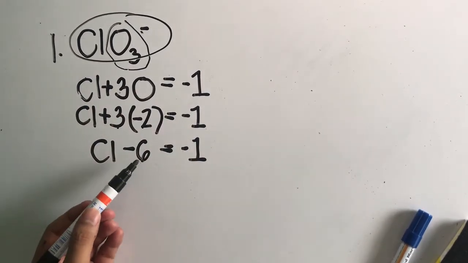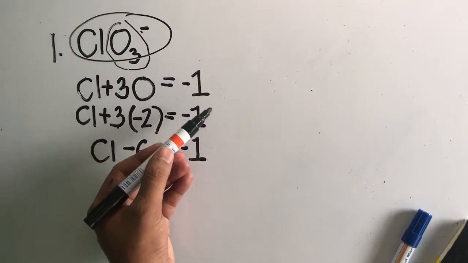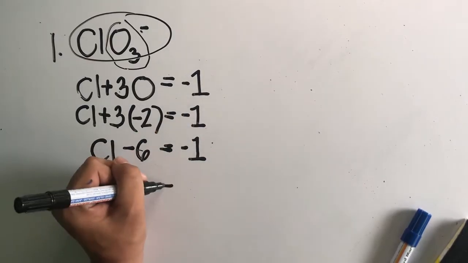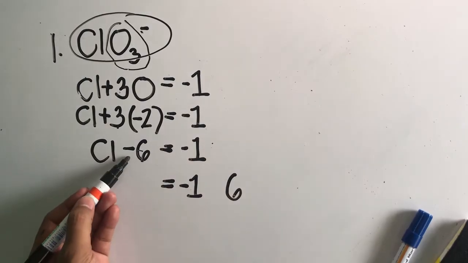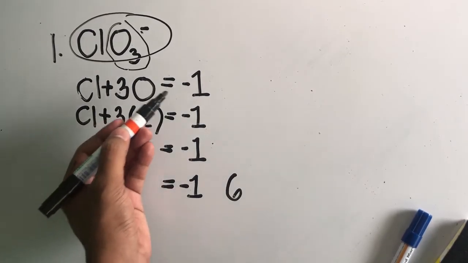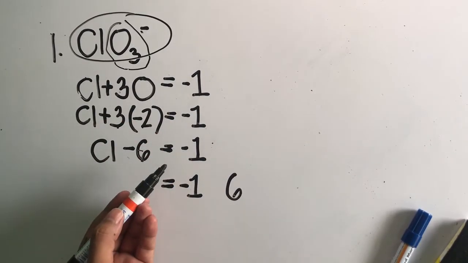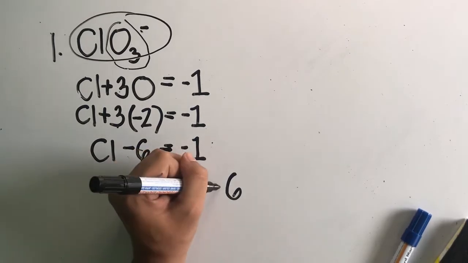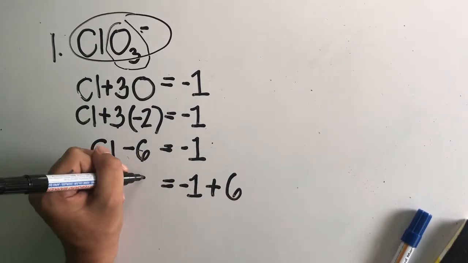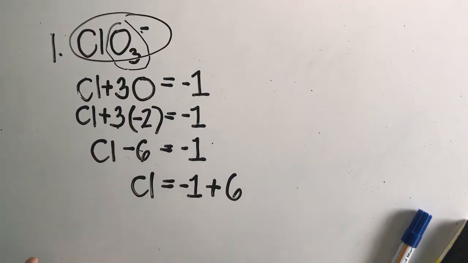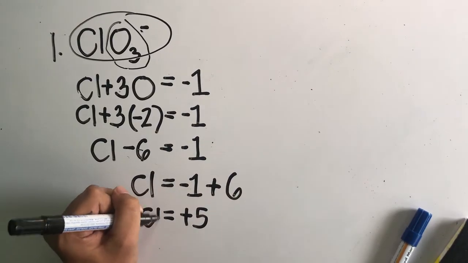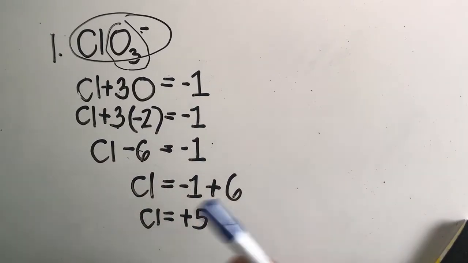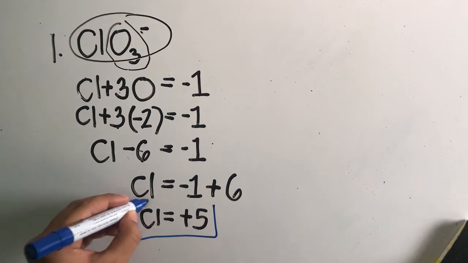Okay. Ang gagawin natin, yung 6, ililipat natin sa kabila. So, we have negative 1 and 6. Pero ang negative, pag ililipat sa kabila, magiging positive. So, we have Cl, copy. So, ngayon, negative 1 plus 6, we have positive 5 Cl. Okay, so, ito yung oxidation state niya. Box your final answer.